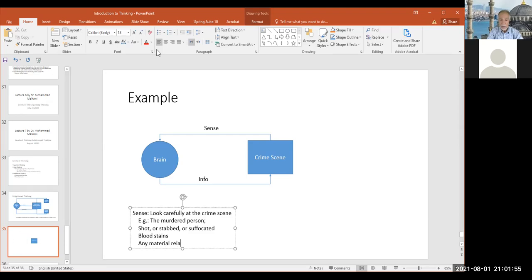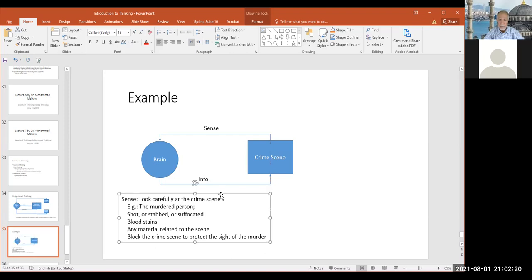Also what they do in the investigation, they block the crime scene to protect the site of the murder. Okay, so that's what they do. Now you look at the information. Still, we are doing the information related to the topic itself.